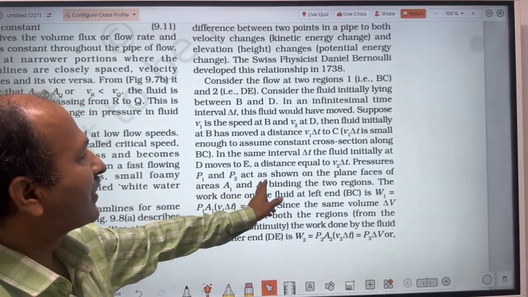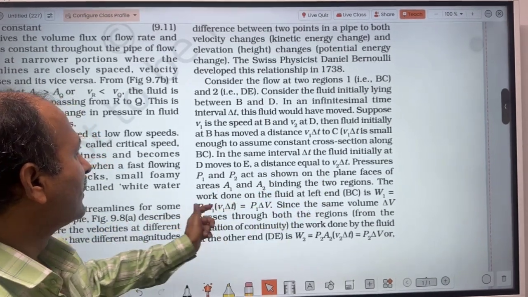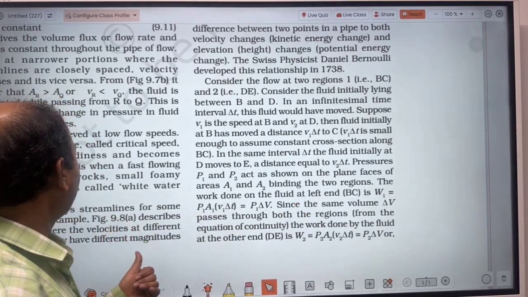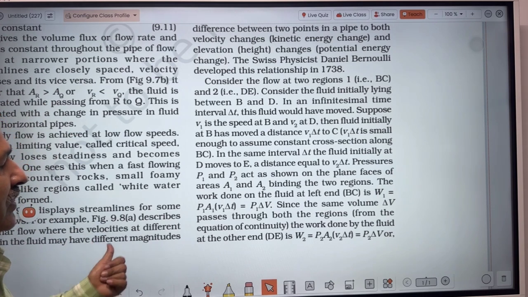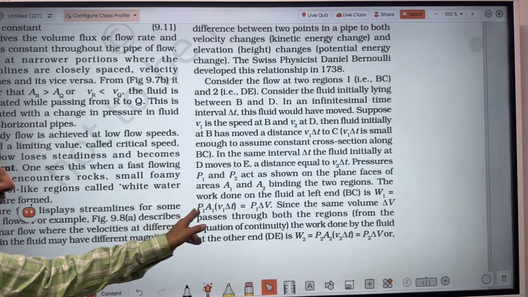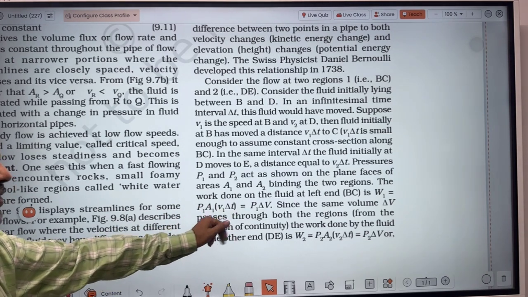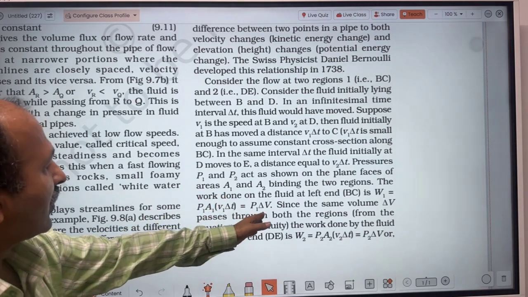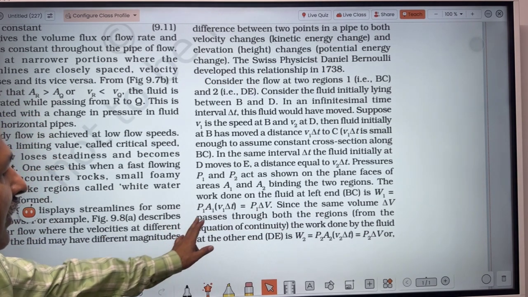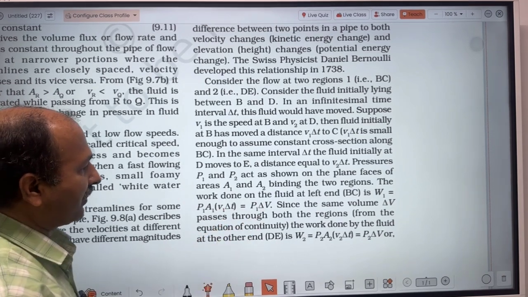Pressures P1 and P2 act as shown on the plane faces of the areas A1 and A2 binding the two regions. The work done on the fluid at left end will be equal to, what is work done? What is the rule? Work equals force into displacement. So pressure into area will give force. So at the left end pressure is P1, area is A1. So this is force times displacement, velocity into time. So that is equal to P1 into delta V. Is it okay? I think you've understood area, and from here we will get distance, that is why delta V.